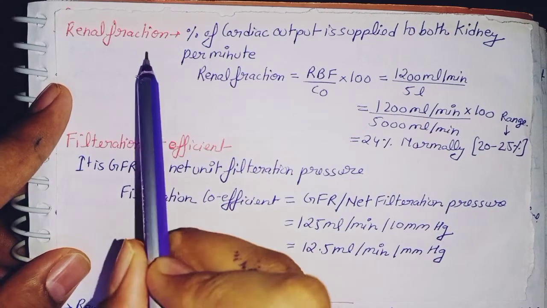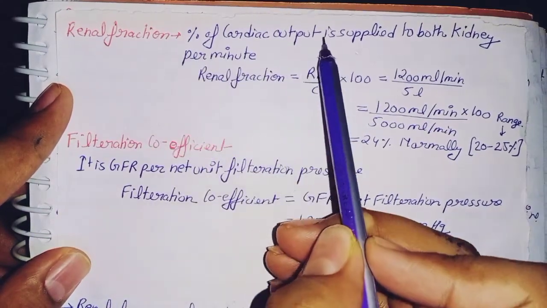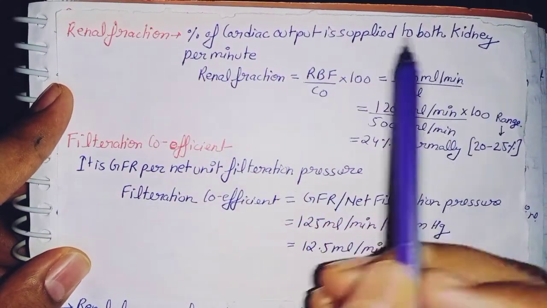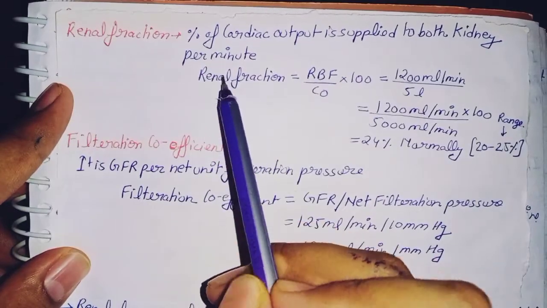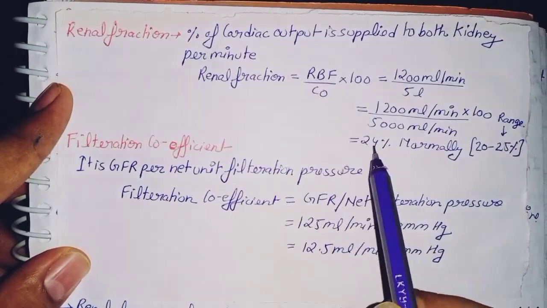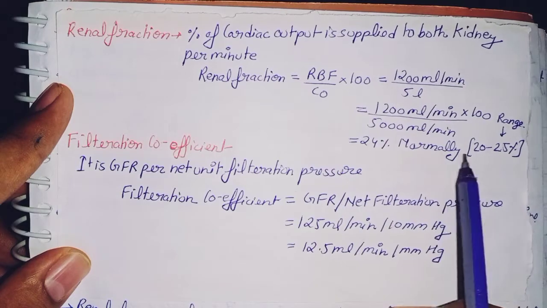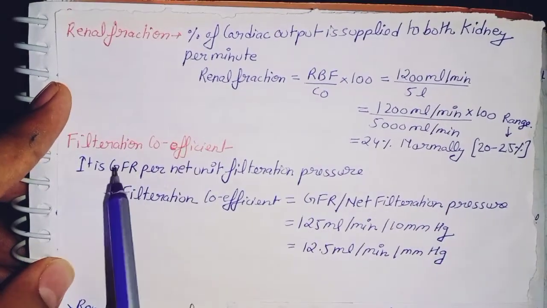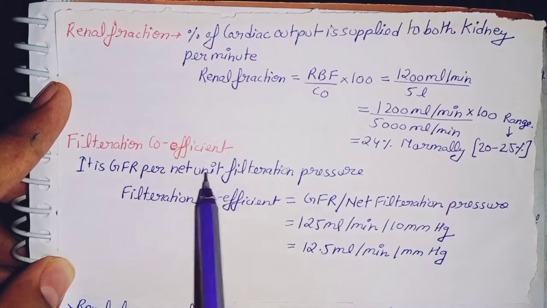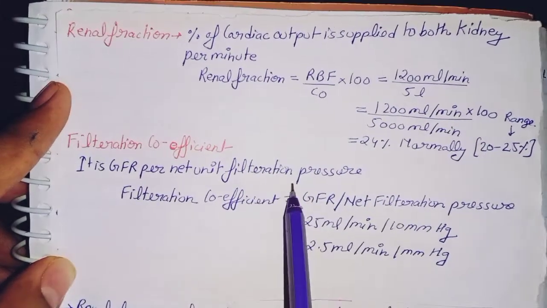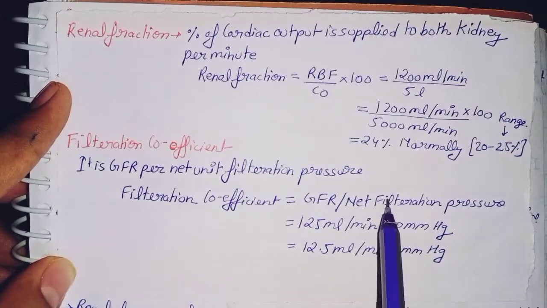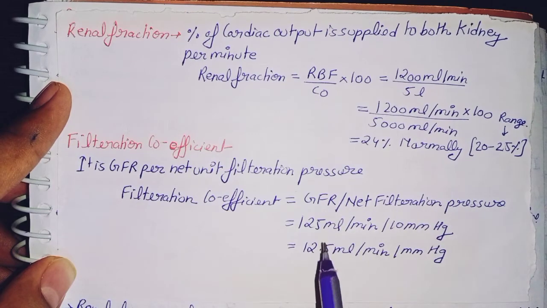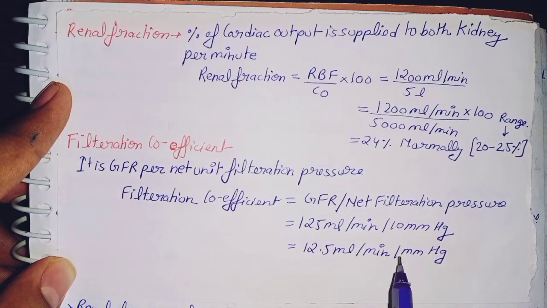So now coming to renal fraction. The percent of cardiac output supplied to both kidneys per minute is called the renal fraction. Its value is normally 24%, and the range is 20 to 25%. Now what is filtration coefficient? It is the GFR per unit net filtration pressure. It is around 12.5 ml per minute per millimeter mercury.